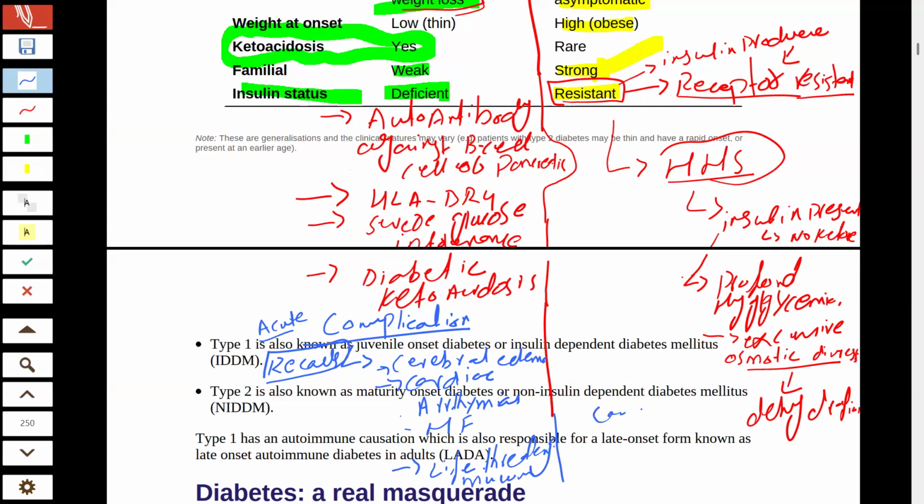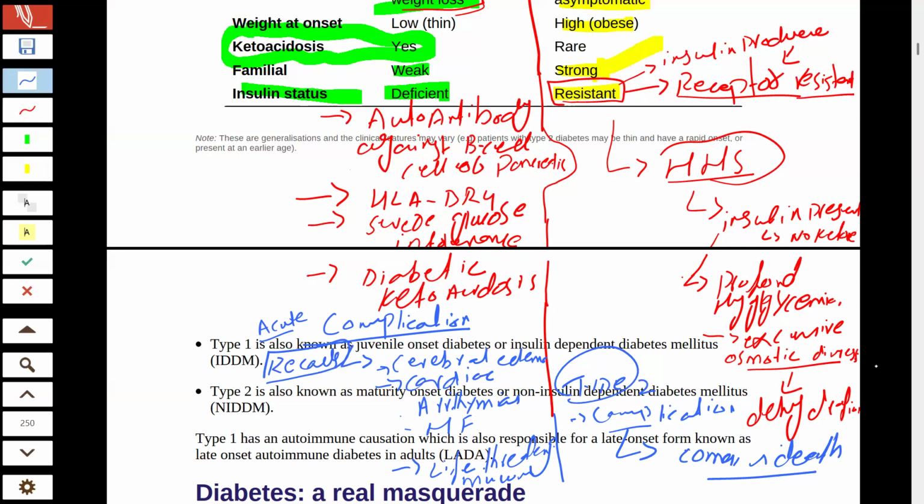And in case of type 2 acute complication, the patient presents with a complication that can progress to coma and death if untreated. In the acute stage, you can say within hours it can go into death if untreated.